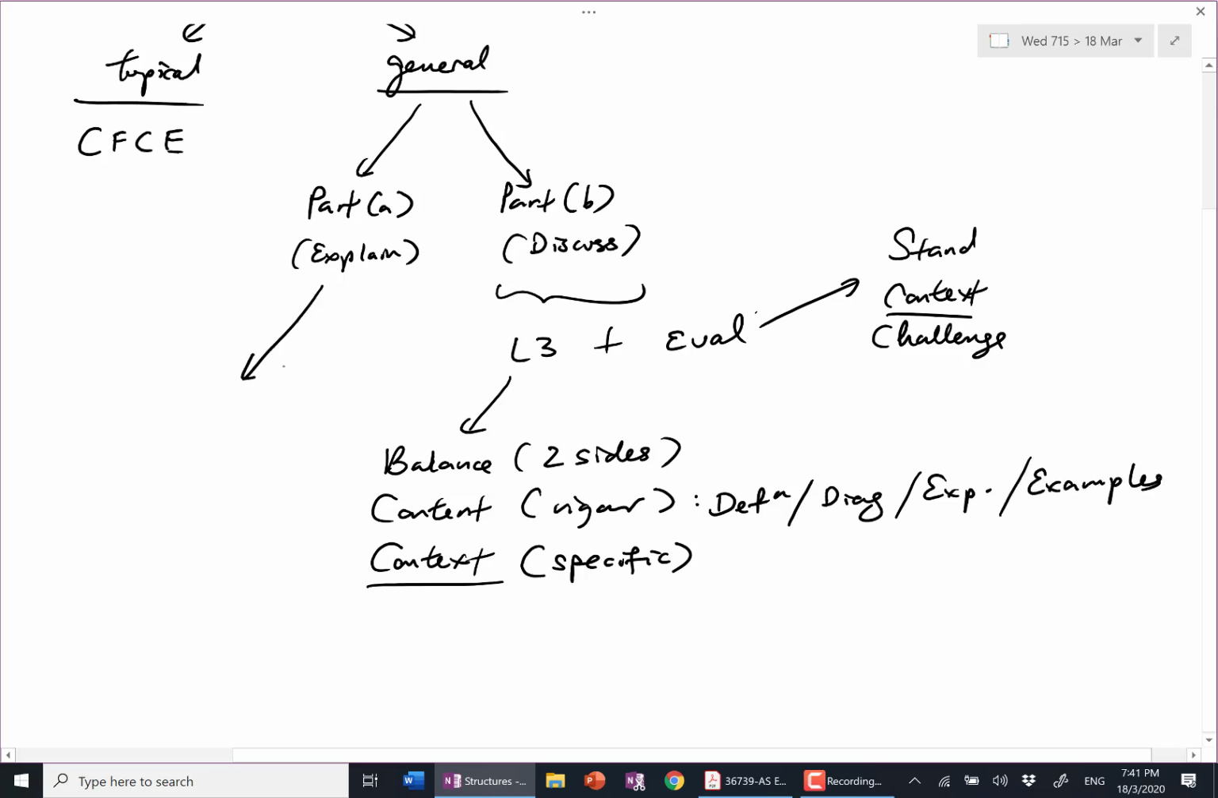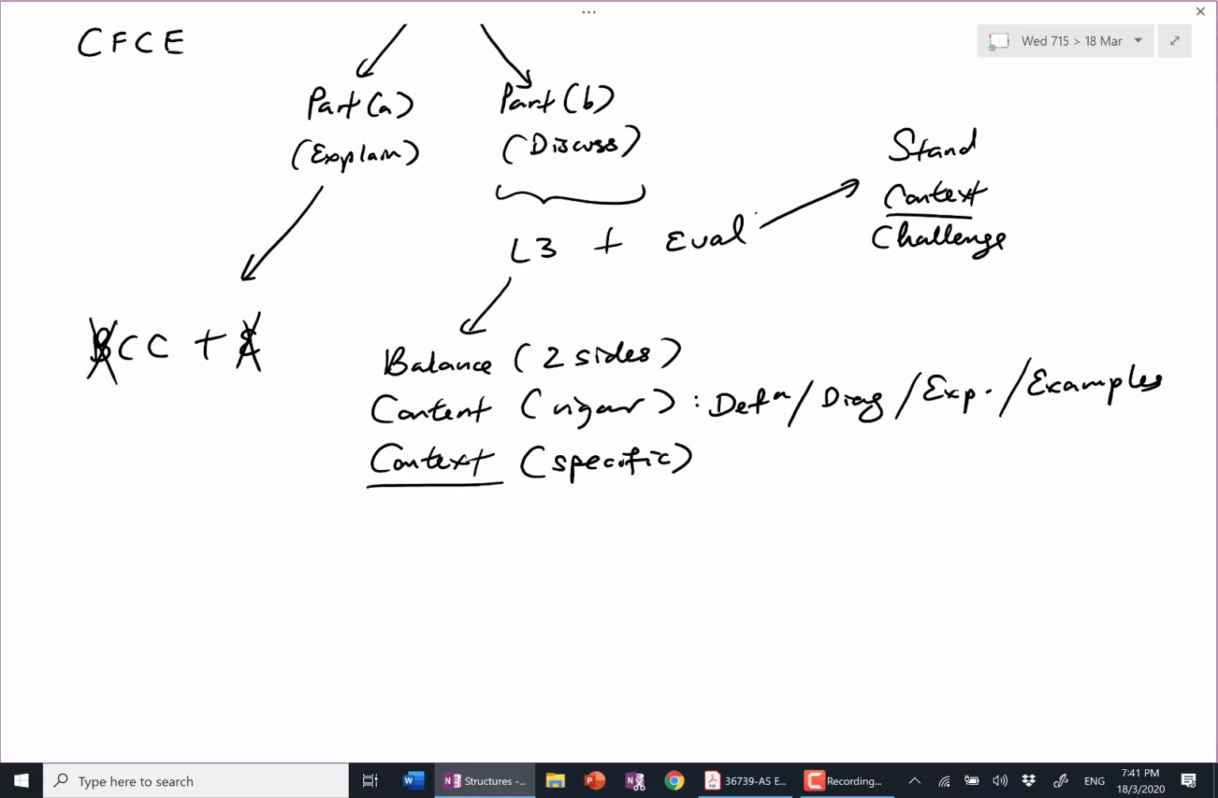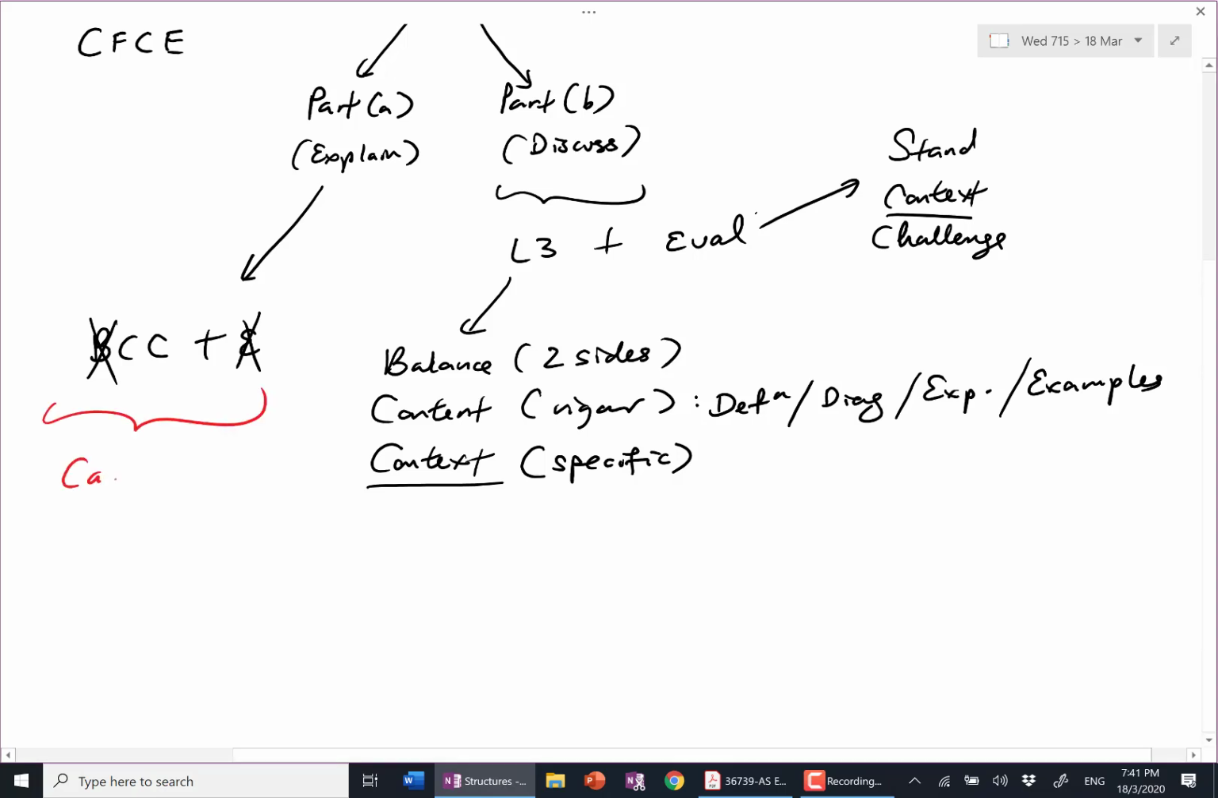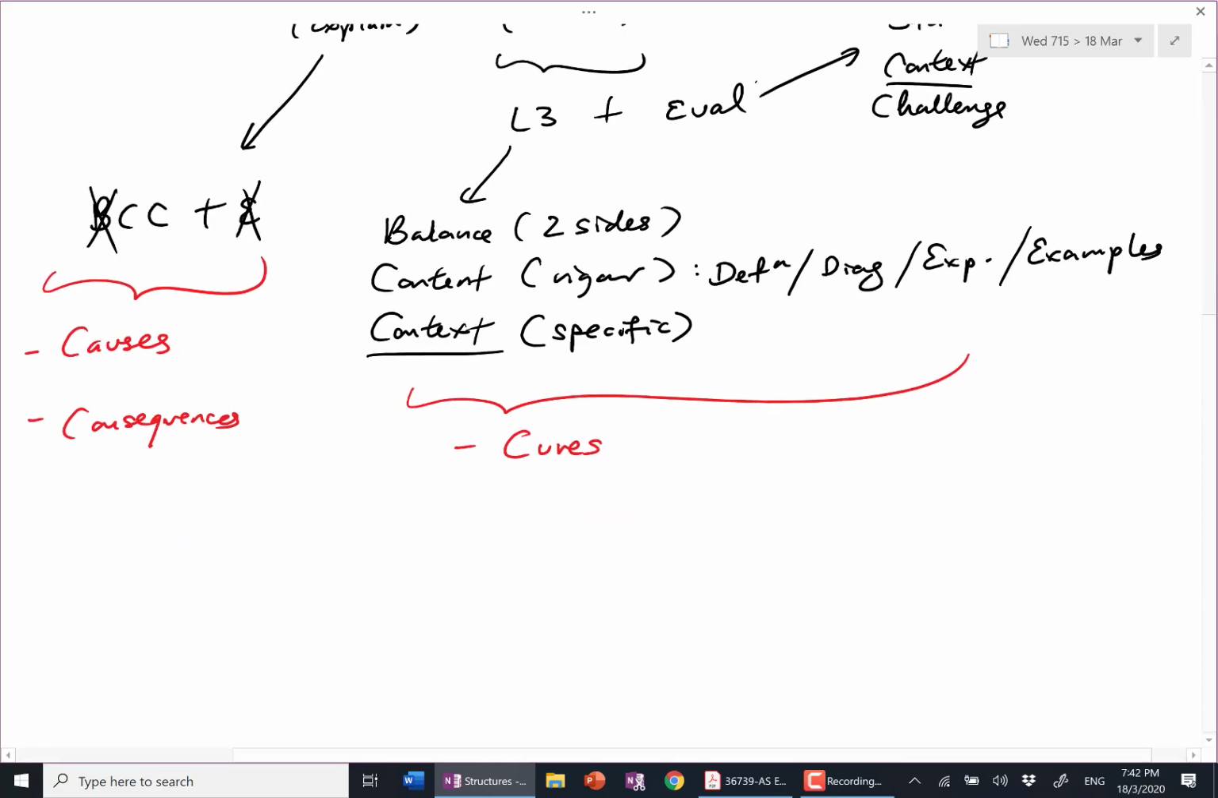Well, part A is no balance, no evaluation. It is simply content and context. That is part A. Now, I can tell you that part A tends to be questions on causes or questions on consequences. Part B tends to be where you find questions on cures, policy solutions. And this should inform the way you revise, the way you study.